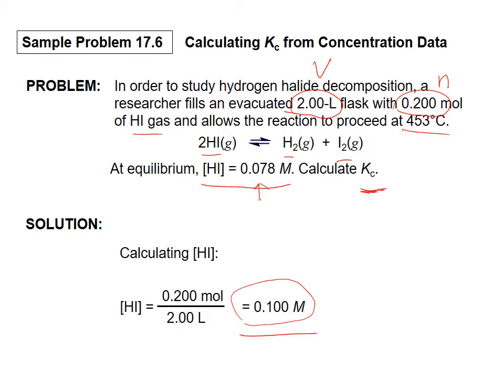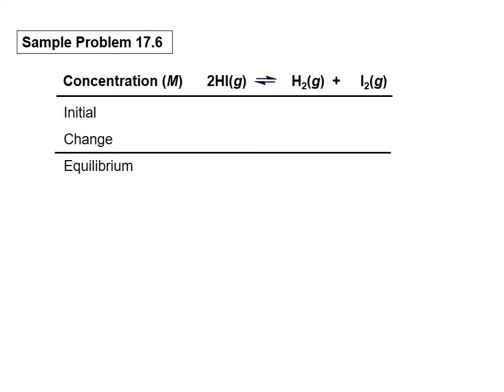Now, to calculate Kc, you need to know the equilibrium concentration, not only for the reactant but also for the product, and we need to figure out these two before we can calculate Kc. So to do that, we need to write the reaction table. Here is the reaction table. Again, we have the reaction clearly showing the stoichiometry 2, 1, 1. In this case, it's the concentration. We have three rows: initial concentration, change during the reaction, and equilibrium.